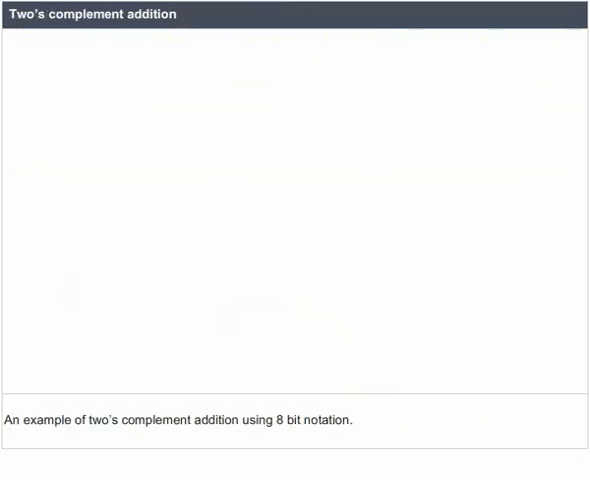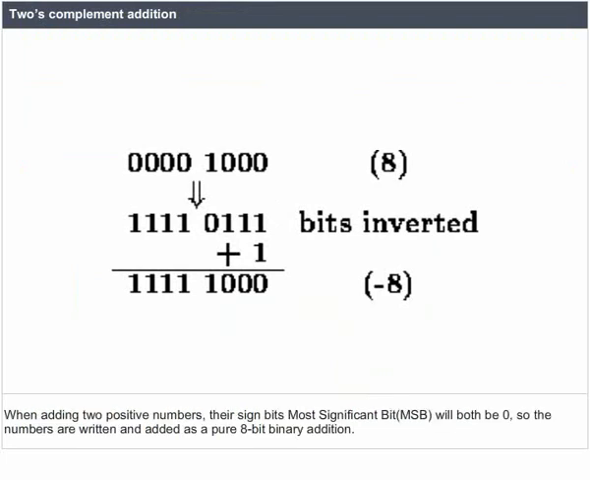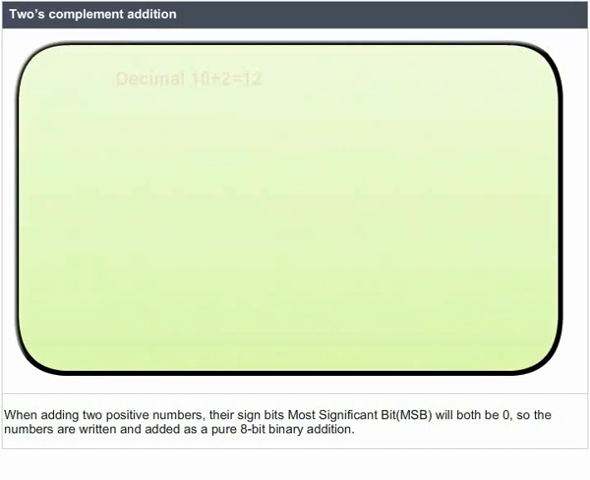2's complement addition. An example of 2's complement addition using 8-bit notation. When adding two positive numbers, their sign bits, the most significant bits, will both be 0. So the numbers are written and added as a pure 8-bit binary addition. Decimal 10 plus 2 equals 12.